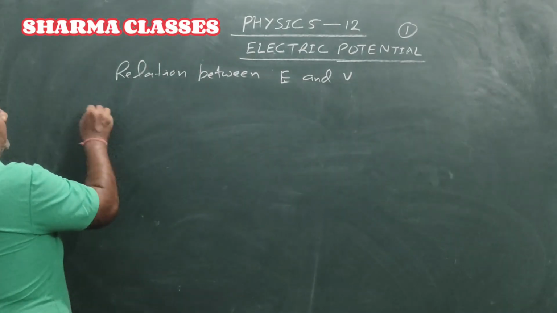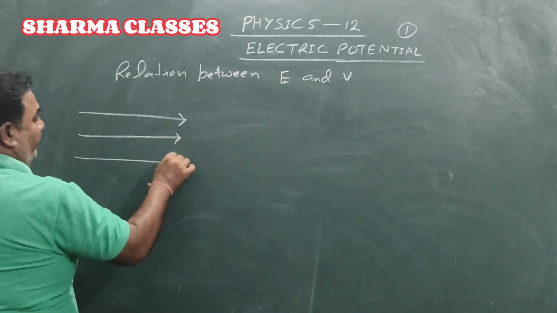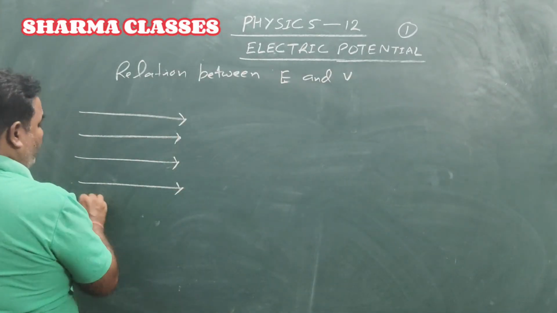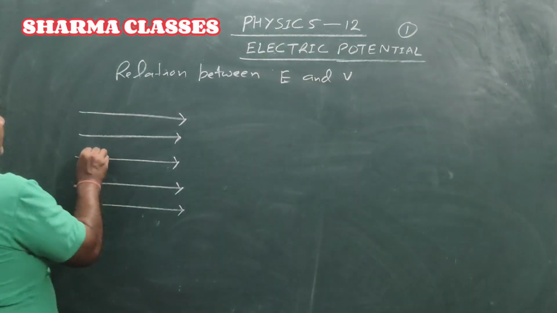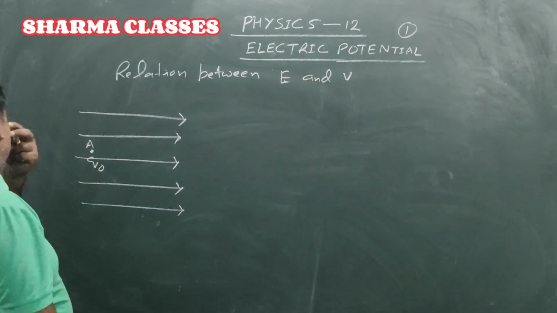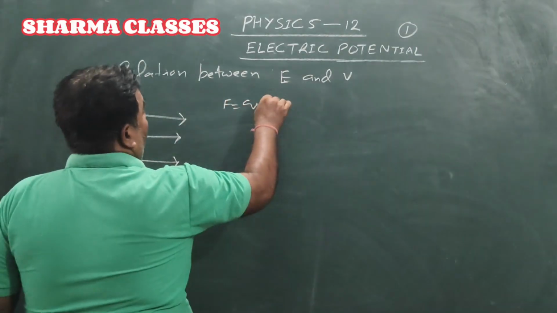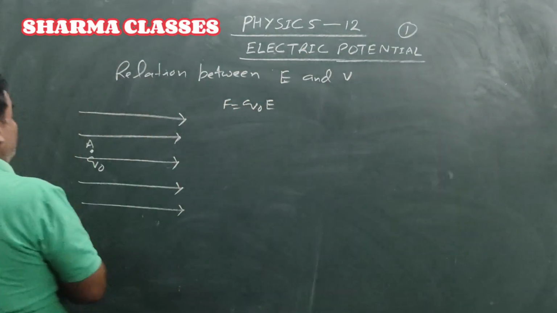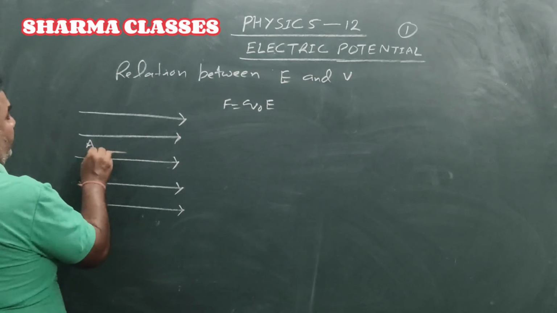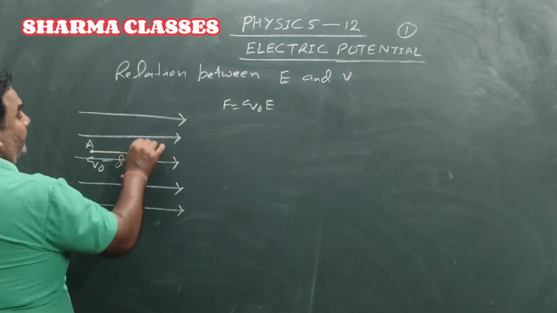Suppose this is any uniform electric field in which a test charge Q naught is placed at point A. As it is placed, a force acts on it, F is equal to Q naught E. Due to this force, suppose it displaces a small distance dr and reaches point B.